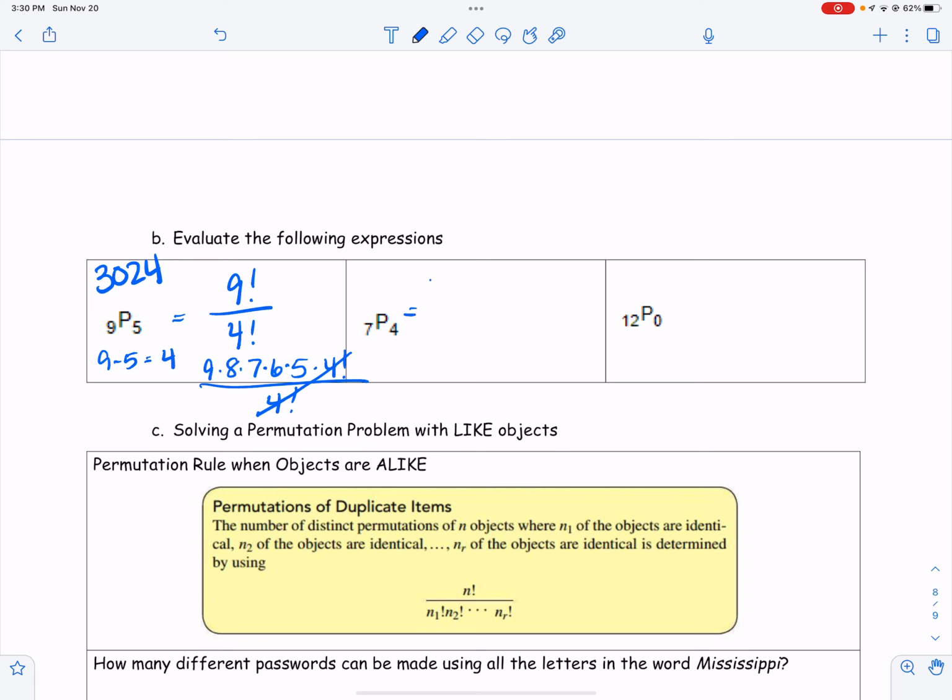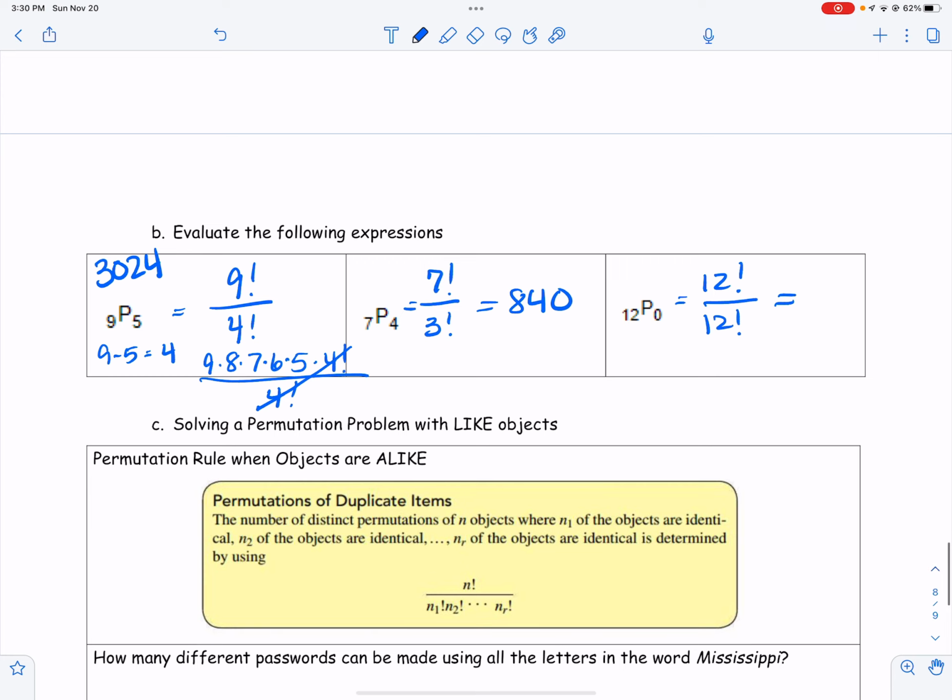Okay, so this becomes 7 factorial over 3 factorial, because 7 minus 4 is 3. So if I take 7 choosing 4, I will get 840. And then the last one is going to be 12 factorial over 12 minus 0, which is 12 factorial. Now we don't even have to punch in our calculator because that's going to equal 1.